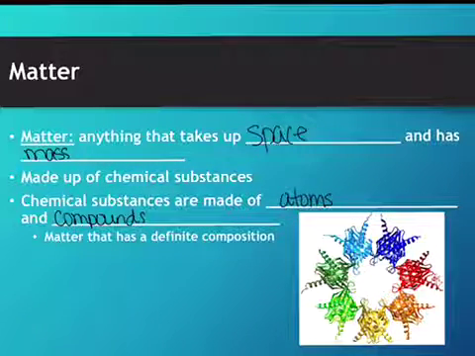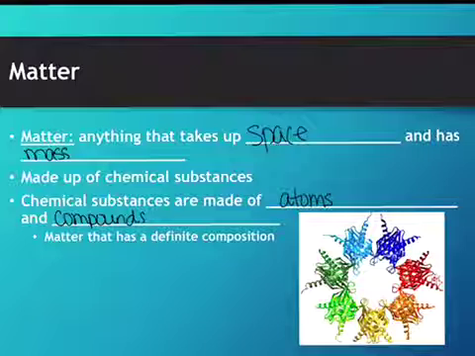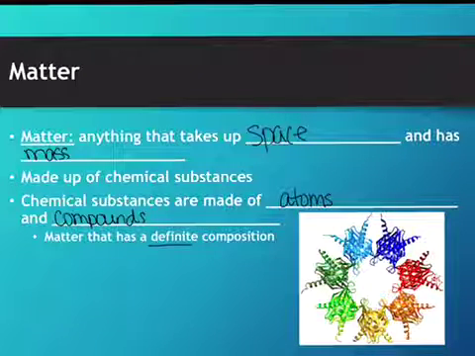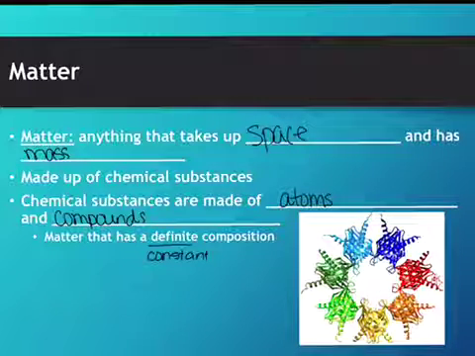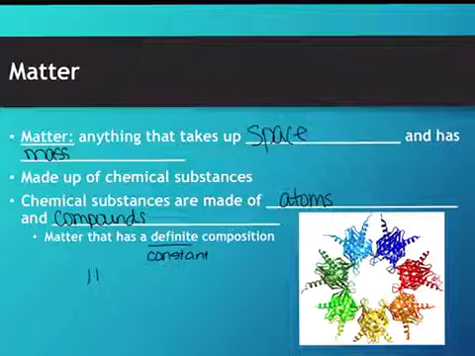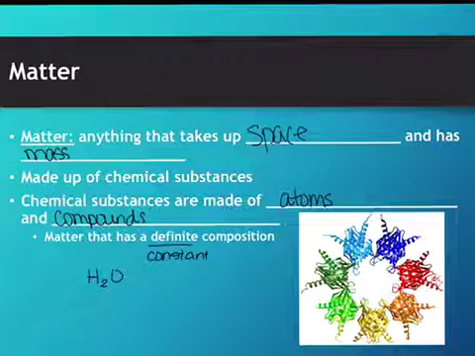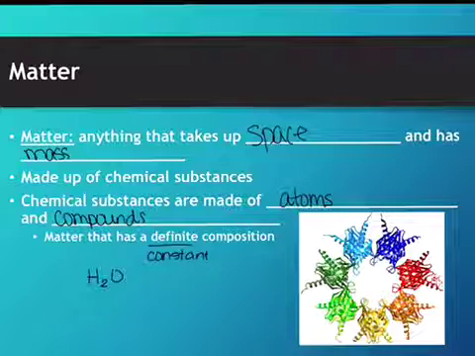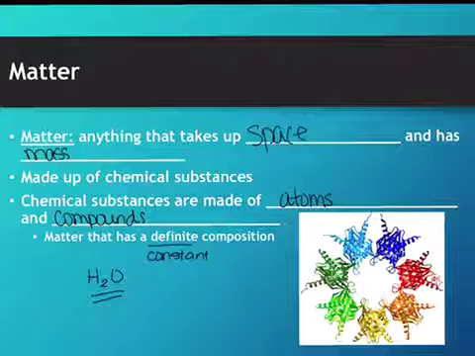Matter will have a definite composition, meaning that for each type of matter, the composition is constant. So for example, water's composition will always have 2 hydrogen atoms bonded to 1 oxygen atom. And it doesn't matter how much water you have, it doesn't matter what state the water is in, the composition will always have this 2-to-1 ratio.